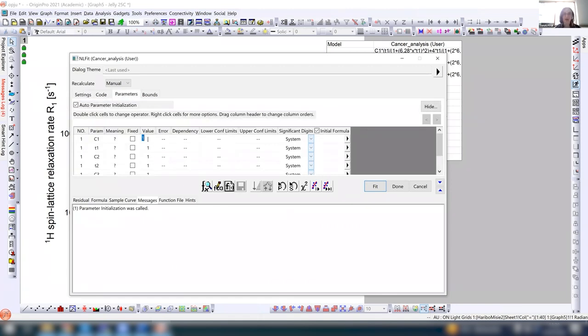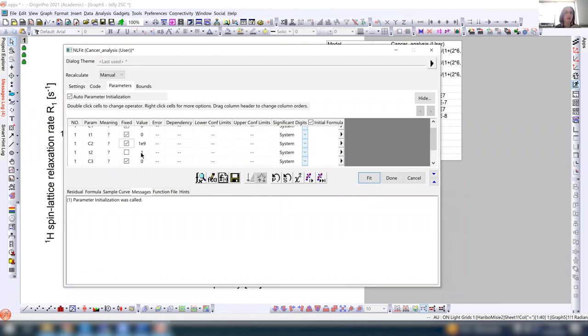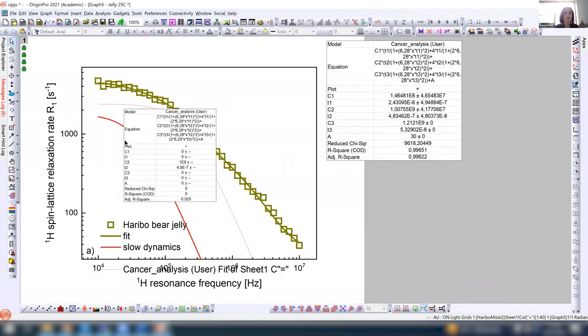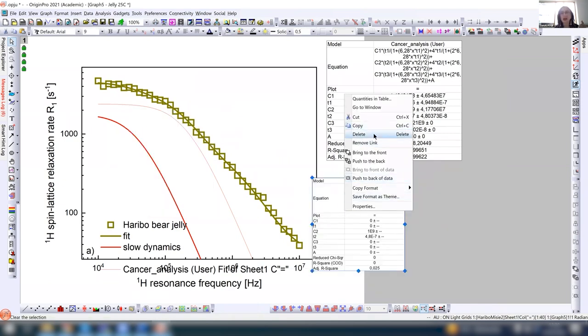Parameters. So this is 0, this is 0. This is 0, this is 0, and this is 0. And here is 1.9. And the T2, it was 4.8 minus 7. 4.8. And yeah, and fit. Okay, this table is not important.